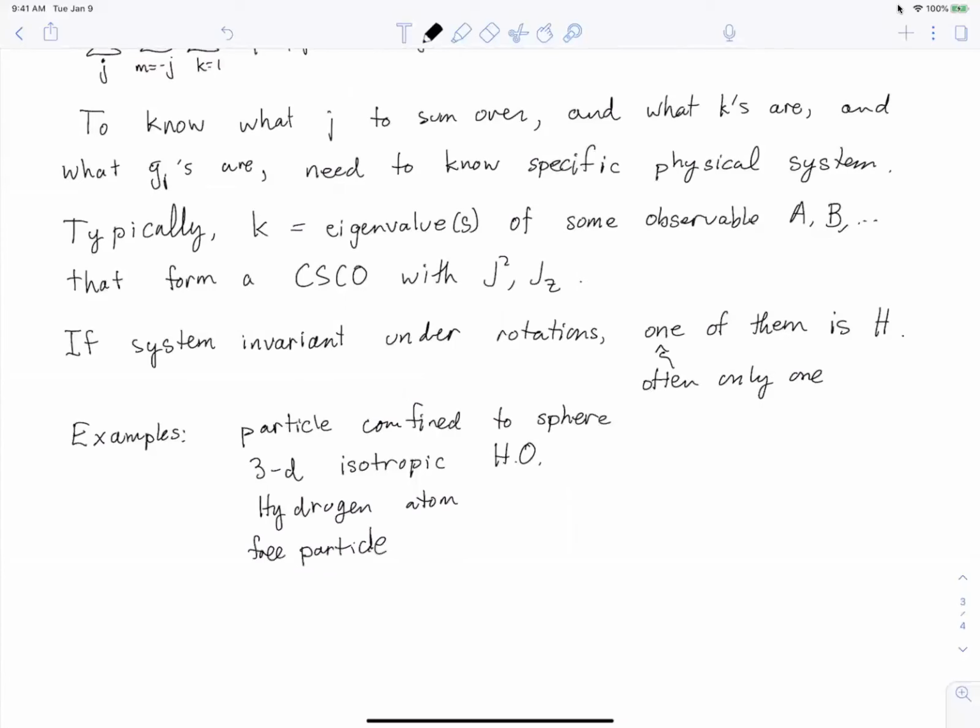Okay, so in all of these cases, the complete set of commuting observables is going to be the Hamiltonian, j squared, and j sub z. But of course, the Hamiltonian is what's going to be different for each of these three cases, which means the k label will be different for each of these cases. Okay, questions so far?